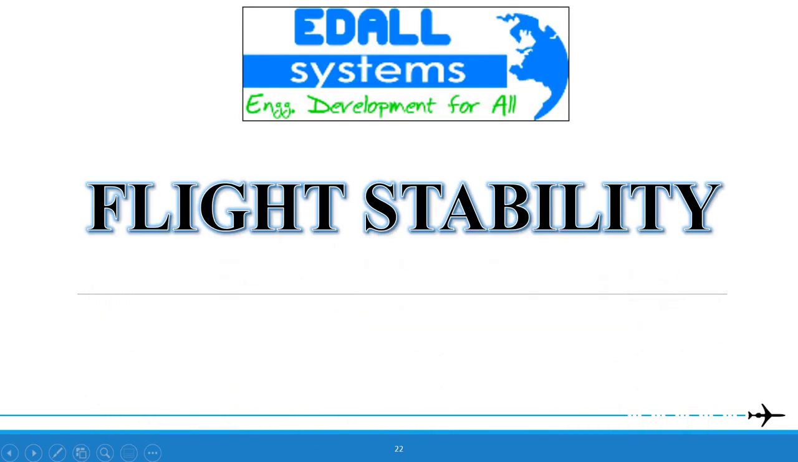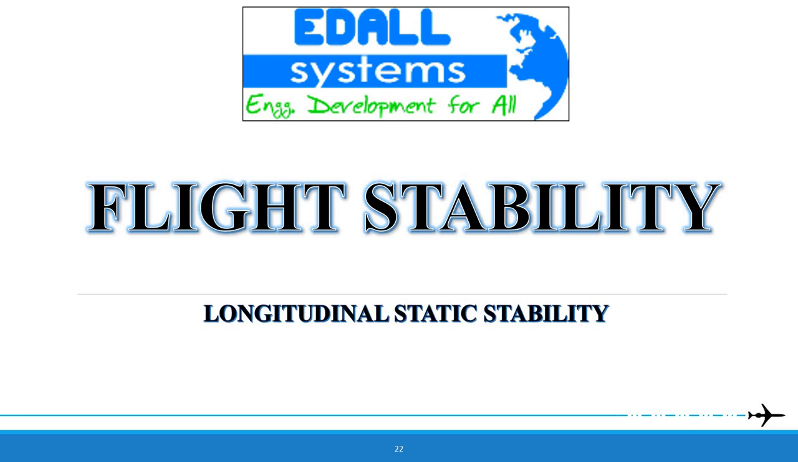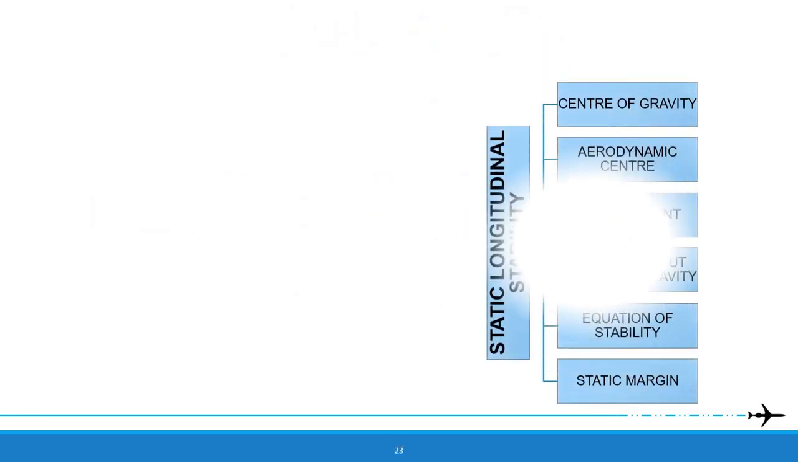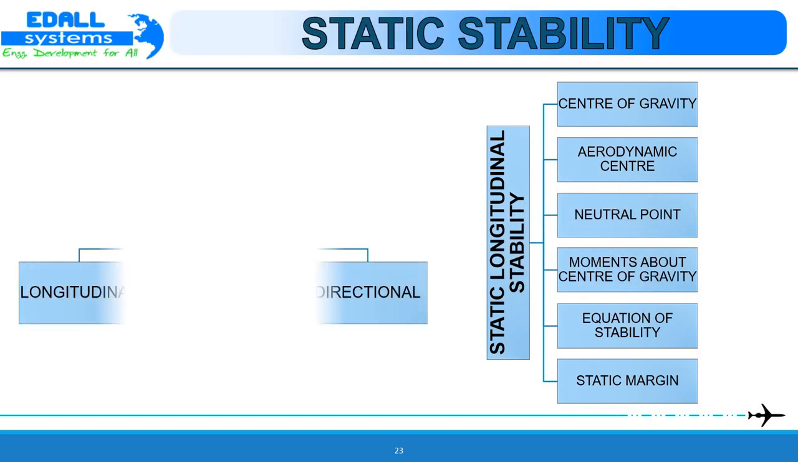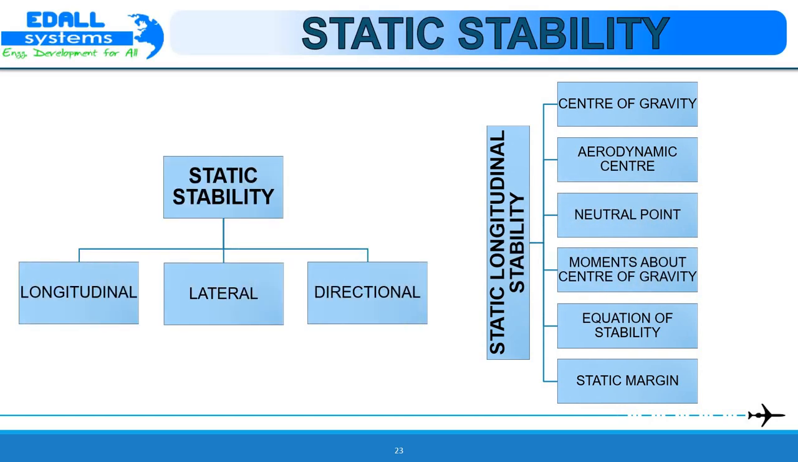In our previous session, we had seen about types of stability. Let us start off with the longitudinal static stability in this session. Longitudinal stability is also the most important static stability mode. In airplane design, wind tunnel testing and flight research, it usually earns more attention than lateral or directional stability.